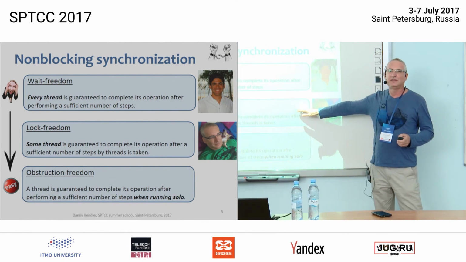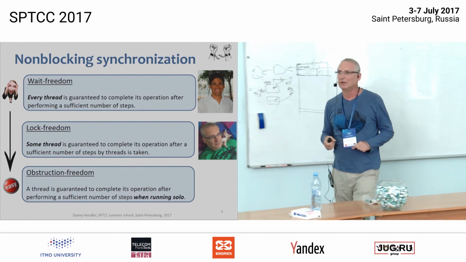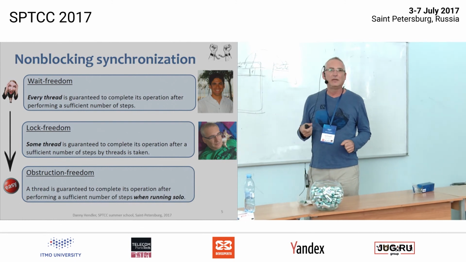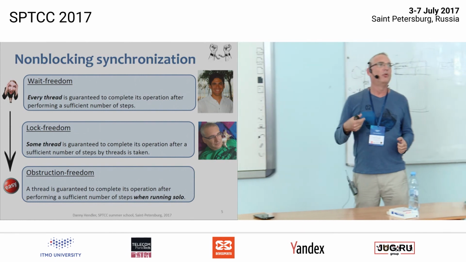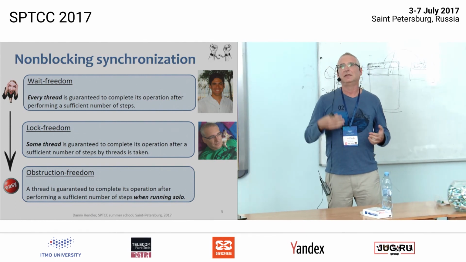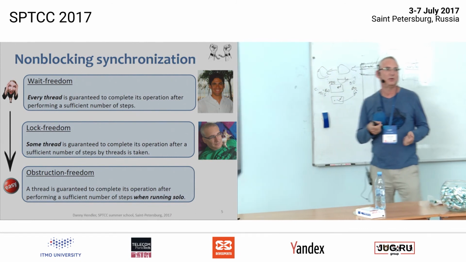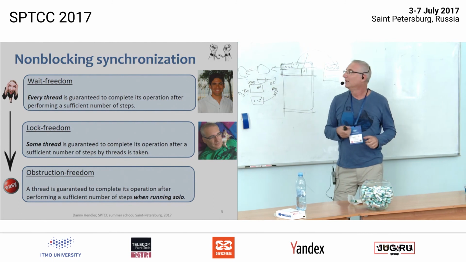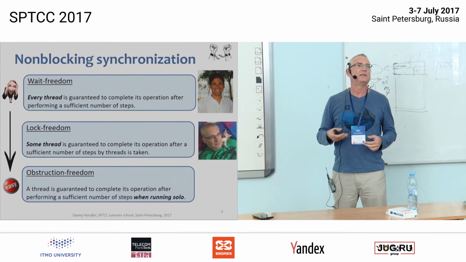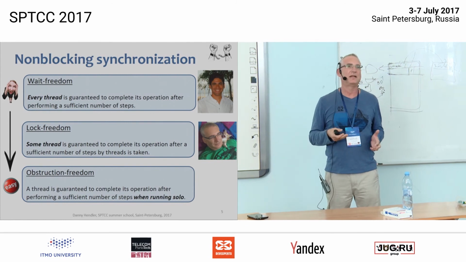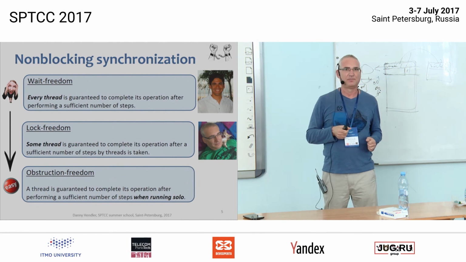Lock-free algorithms, and this is the class of algorithms that we will focus on in this mini course, provide a weaker guarantee. They only guarantee global progress. This means that if processes take more and more steps, where each step is a read or write or compare-and-swap or whatever, then some operation manages to complete. But any specific thread may starve, may not be able to complete its operation.